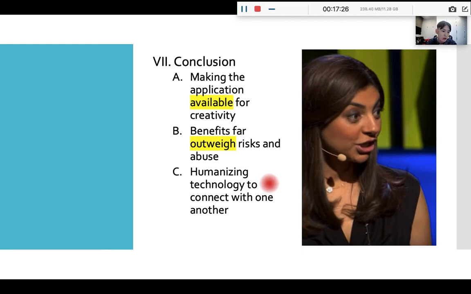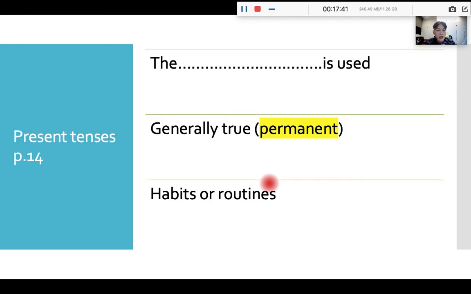Okay, so that's it for the TED Talk. Now I would like to talk about grammar, the present tenses. So could you turn your book to page 14? Okay, so last week, I shouldn't say last week, in the previous lecture, I used 3 example sentences to give you a general idea of how to use the present tenses. And now we are going to talk about them in detail.